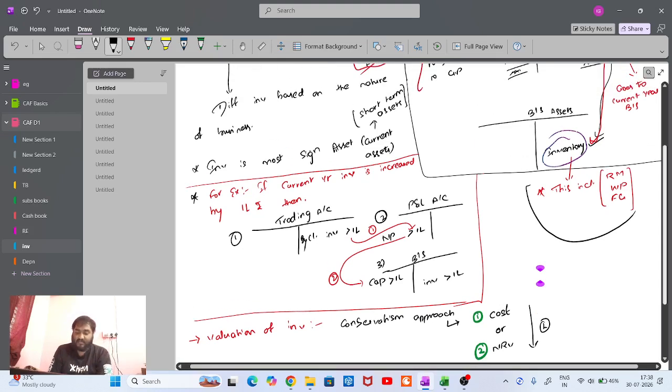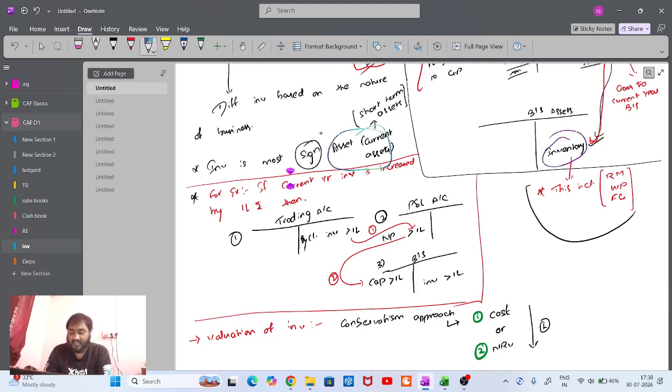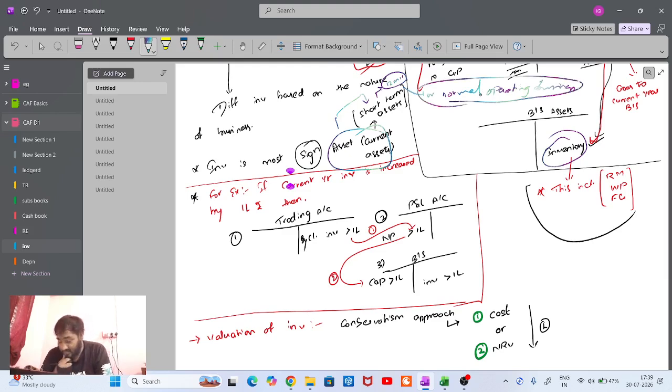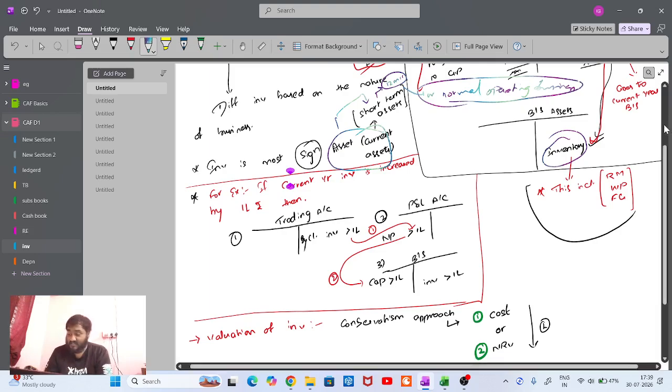Sir, inventory is the most significant or most important current asset. Sir, what do you mean by current asset? Basically, I'll just tell you briefly. There is a huge definition for the current asset. Basically, current assets are the short-term assets. What do you mean by short-term assets? Held for sale or held for a period of 12 months on an average, or in the normal operating business. So, what do you mean by normal operating business? It is irrelevant, I guess, for you. So you will get to know about it in next classes.